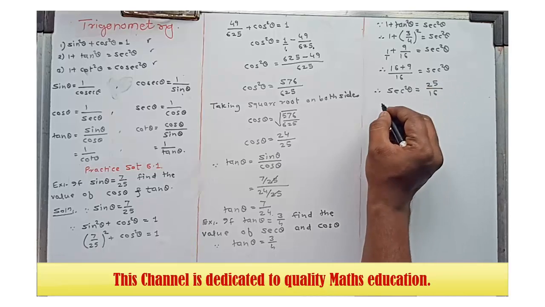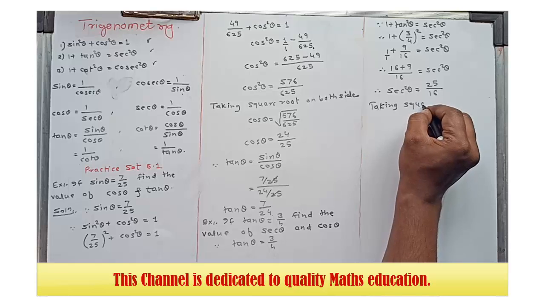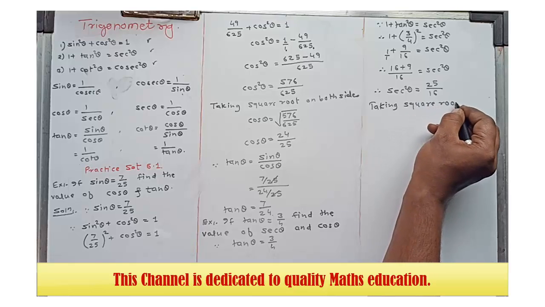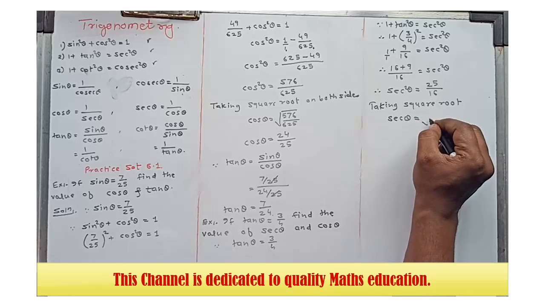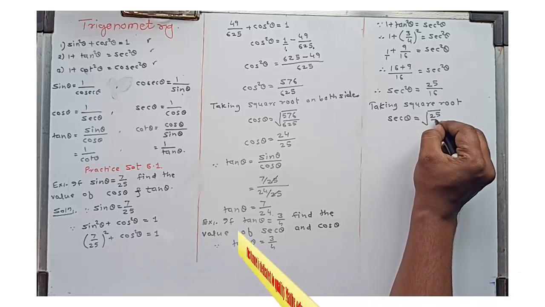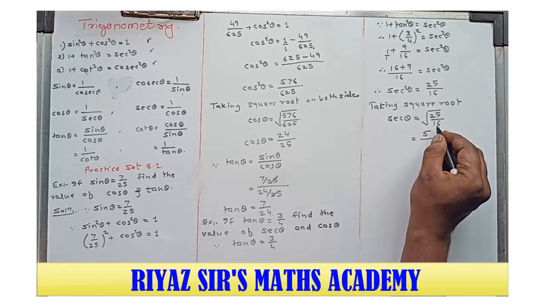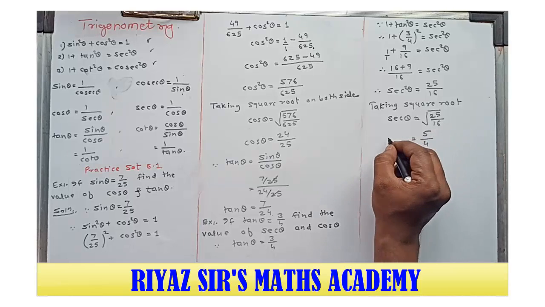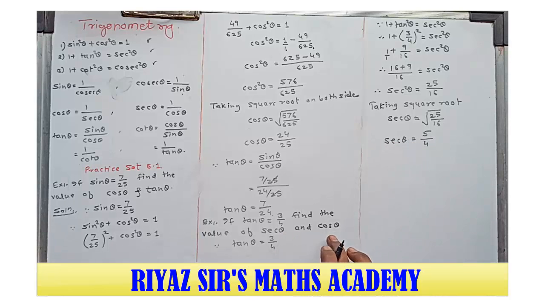Again, to remove that square, taking square root, same procedure is there, only the formula we change, taking square root. So you will get sec theta is equal to square root of 25 upon 16. Now square root of 25 is 5 upon square root of 16 is 4. This is the value for sec theta, and from that sec theta we have to find cos theta.